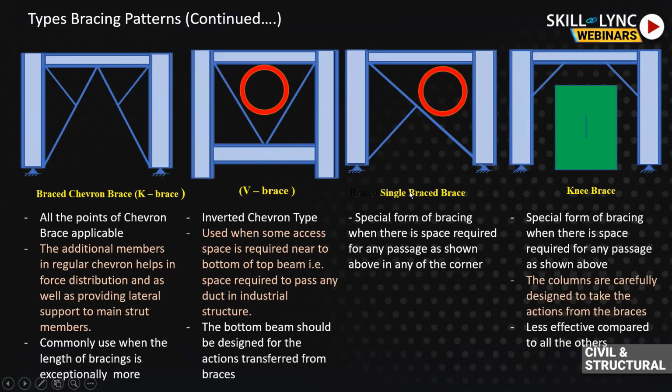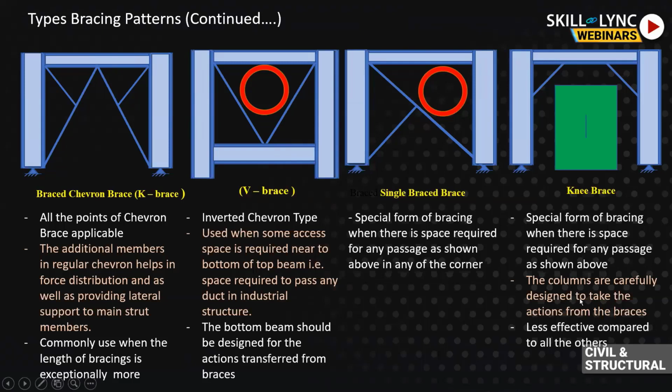Then the single brace, or knee brace, is a special form of bracing used when space is required for a passage as shown above, in any of the corners. If it is this way, the other will be the other way. A knee brace is a special form of bracing when space is required for any passage as shown above.